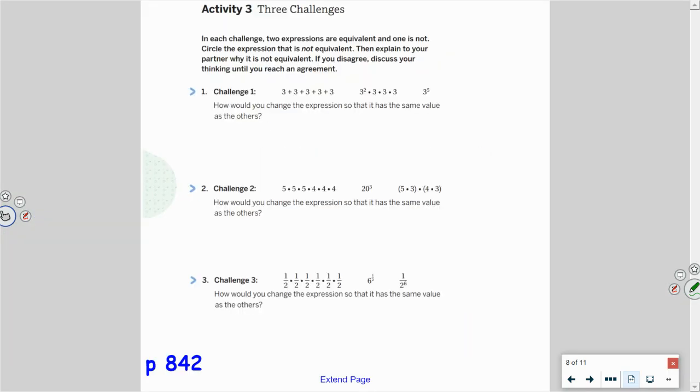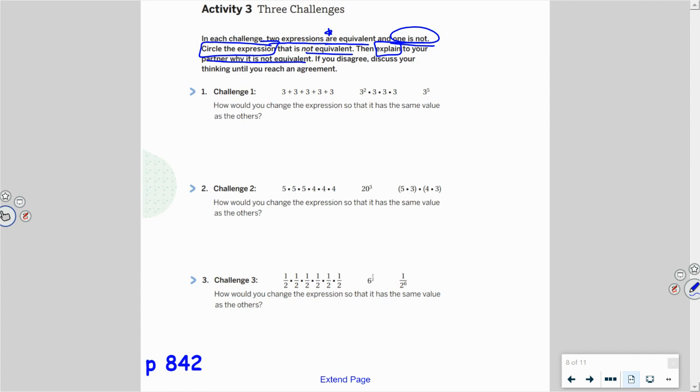On Word, 3 challenges to wrap up the lesson. Activity 3. In each challenge, 2 expressions are equivalent, 1 is not. I'm going to circle that. Circle the expression that is not equivalent. Explain to your partner why it is not. And if you disagree, you're going to have to discuss it.